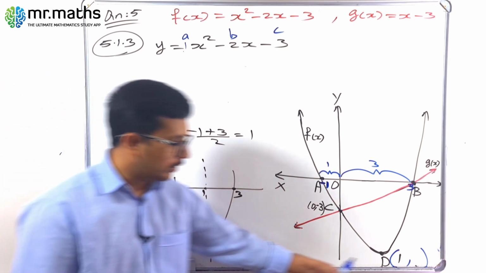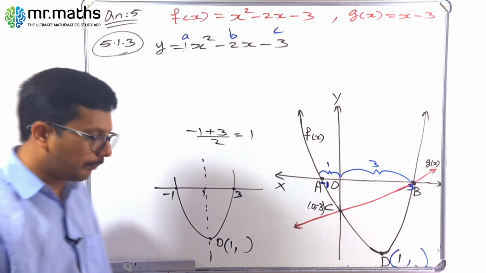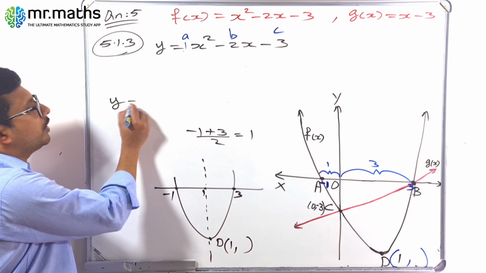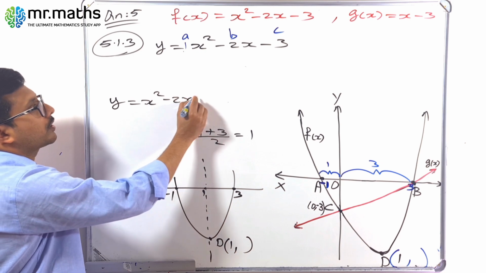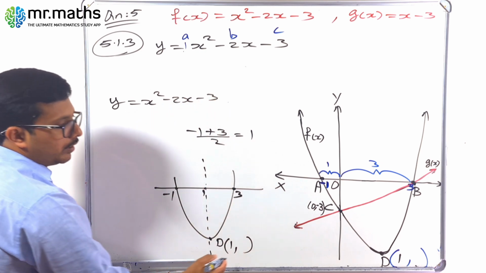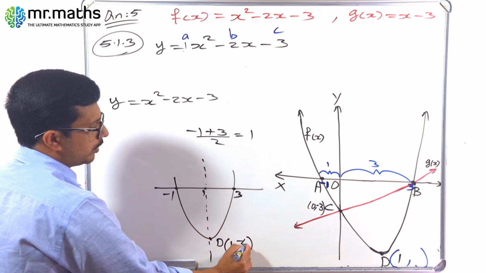Did you get 1 here? Yes. Now the same thing you can apply. Substitute into the equation y is equal to x squared minus 2x minus 3. Substitute this one here in this equation. There you will get the answer. What was the answer? Minus 4.